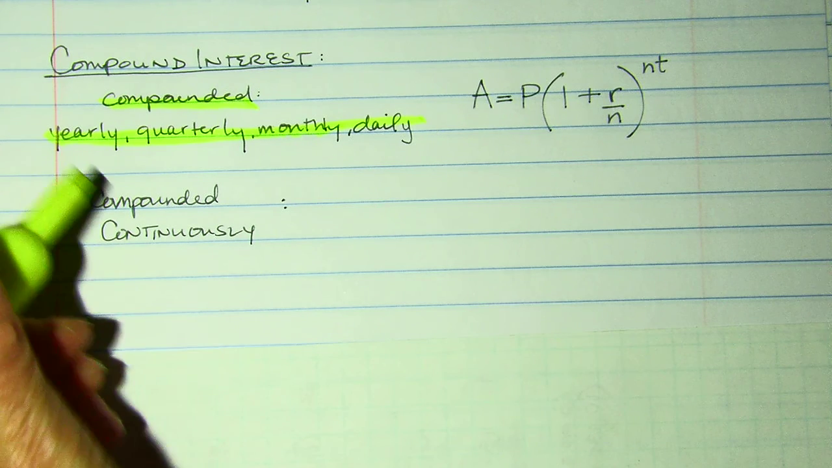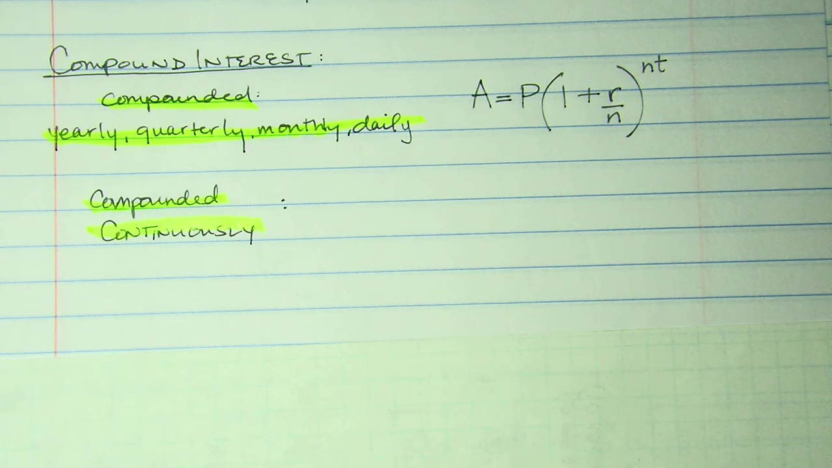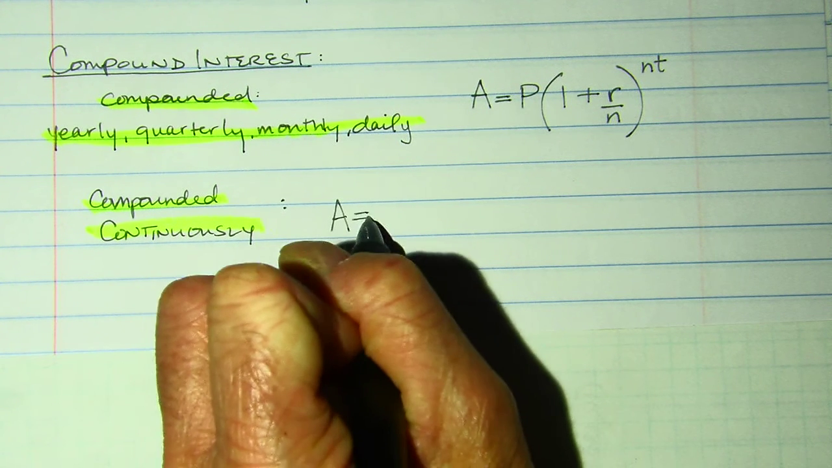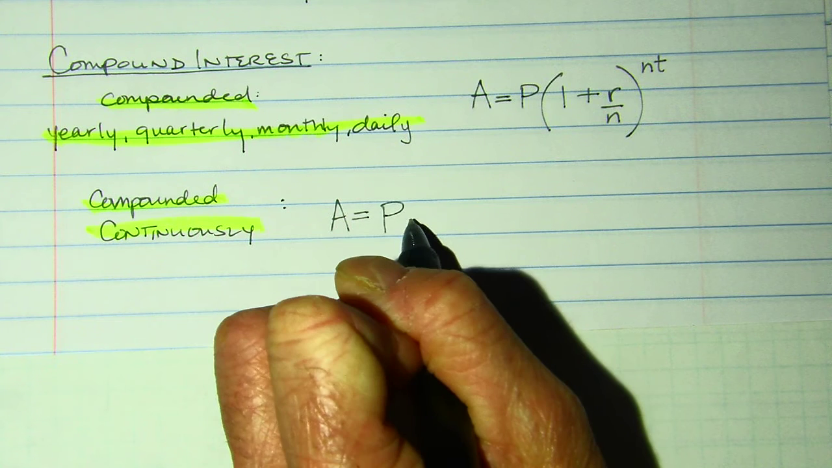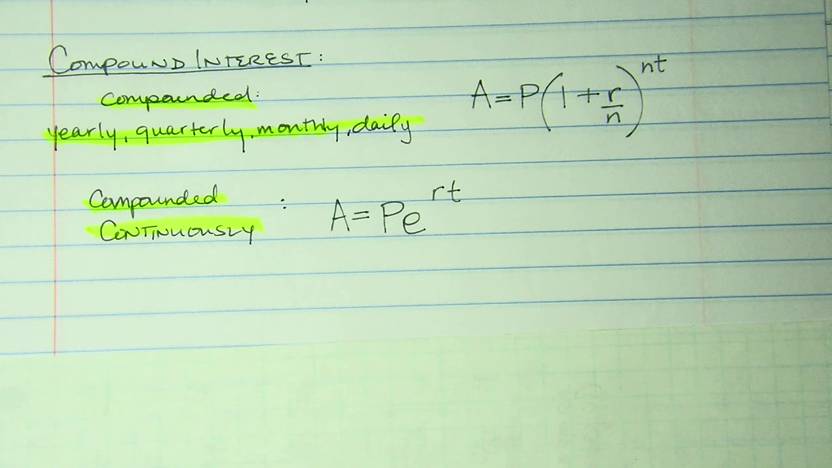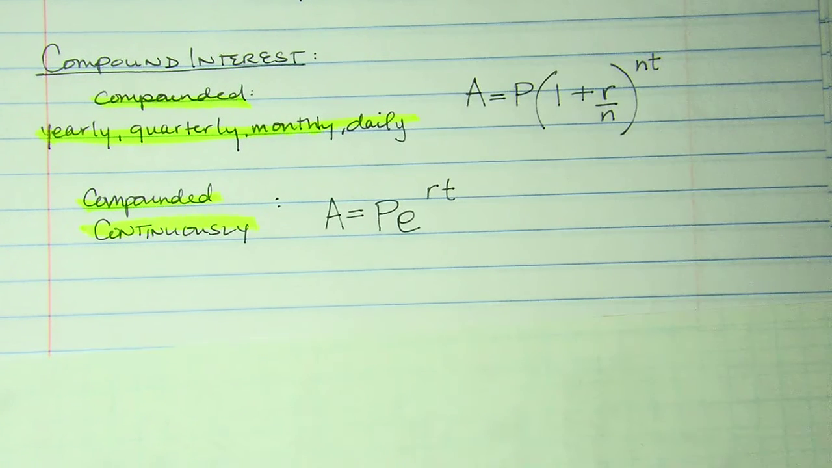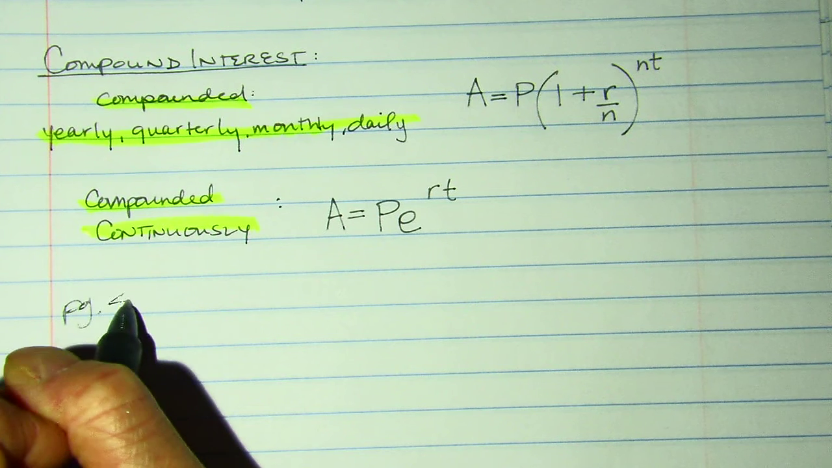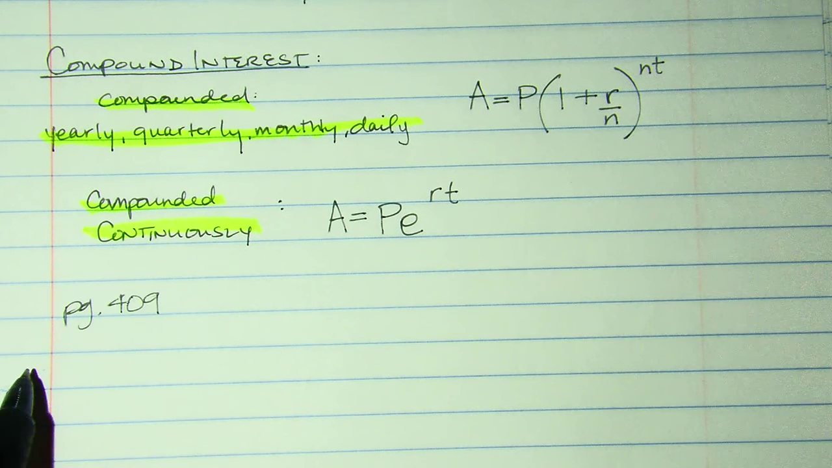If our interest is compounded continuously, meaning the bank, probably a computer, is calculating it all the time, continuously, every second, then we would use the amount in our account equals the principal that was deposited times e to the r times t. So notice the difference in these formulas, and which one we use is determined by the wording. So we're going to jump into our lesson practice on page 409, part A.